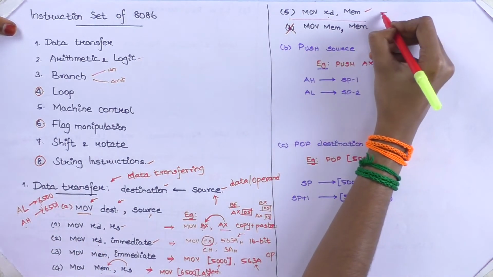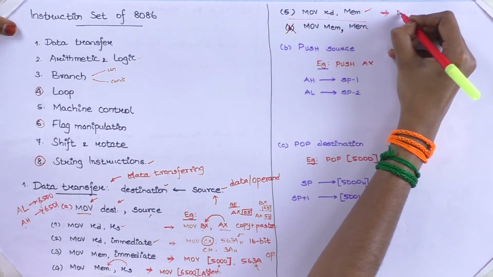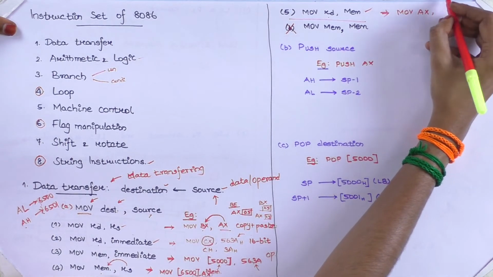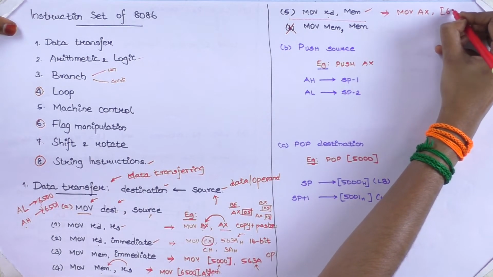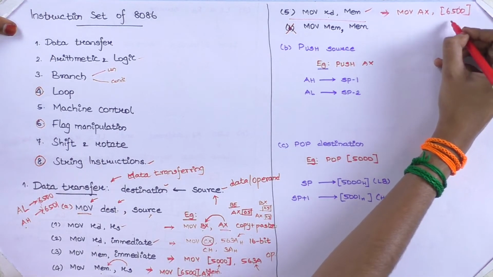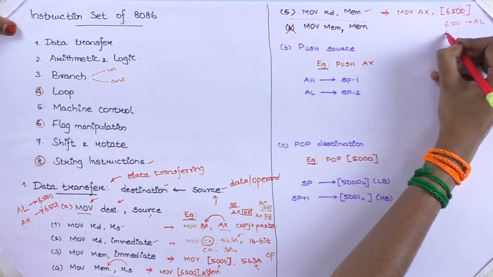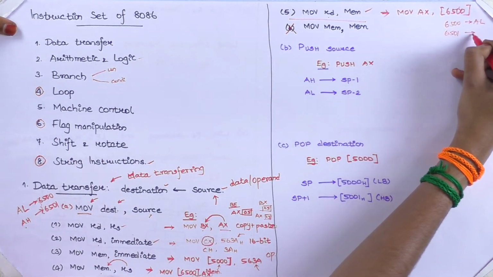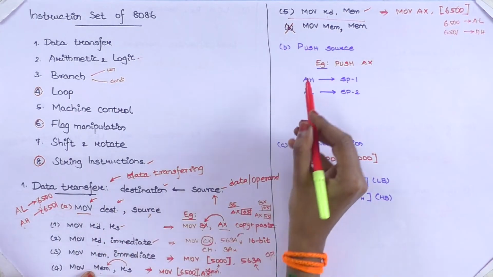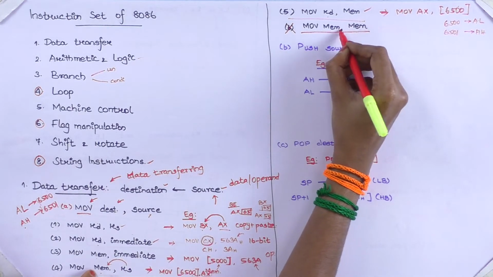And then the next is from memory to register. So this instruction would be like MOV AX comma [6500]. Here the content of 6500 will be moved to the AL register and 6501 will be moved to AH. So these are all the transfers that are possible using 8086. The only transfer which is not at all possible is memory to memory.